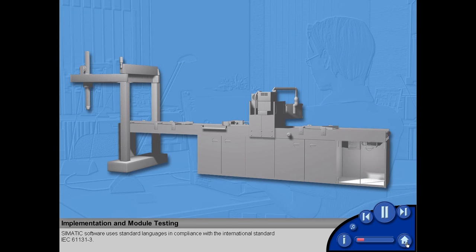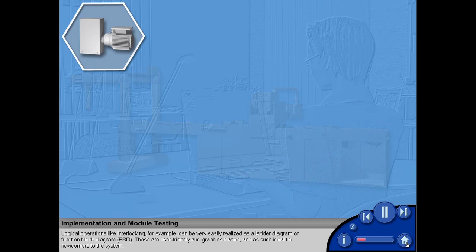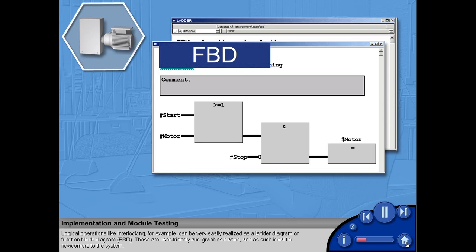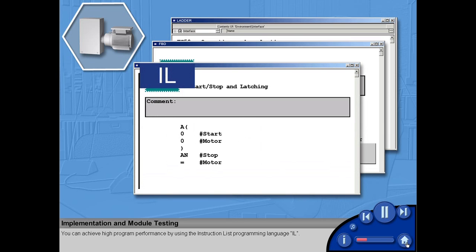SIMATIC software uses standard languages in compliance with the international standard IEC 61131-3. Logical operations like interlocking, for example, can be very easily realized as a ladder diagram or function block diagram, FBD. These are user-friendly and graphics-based and as such ideal for newcomers to the system. You can achieve high program performance by using the instruction list programming language IL.